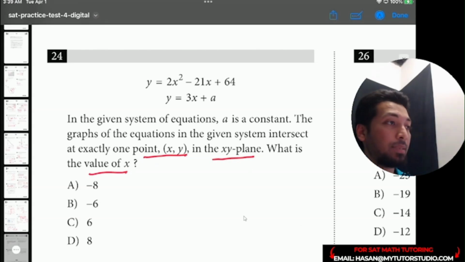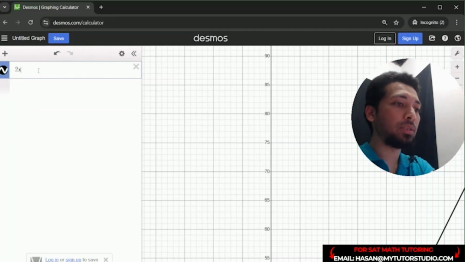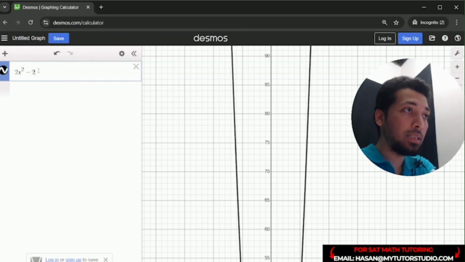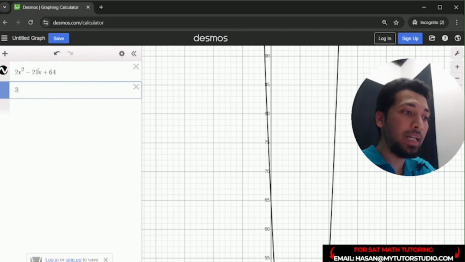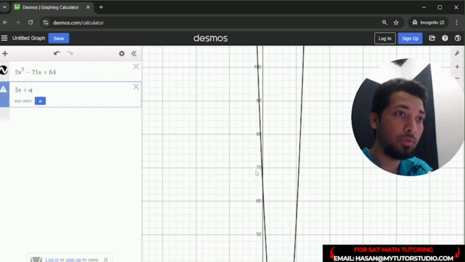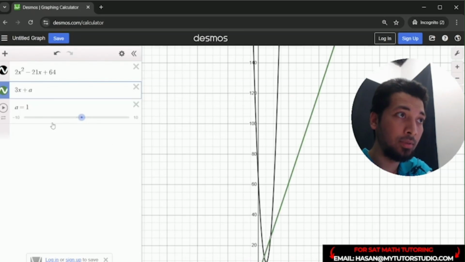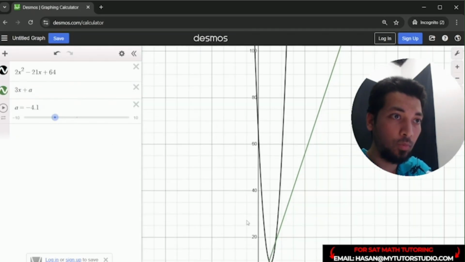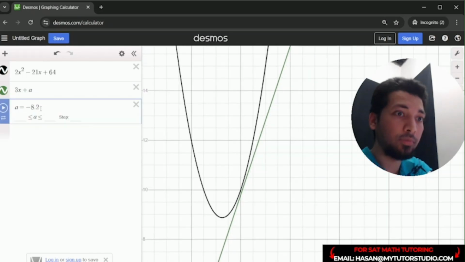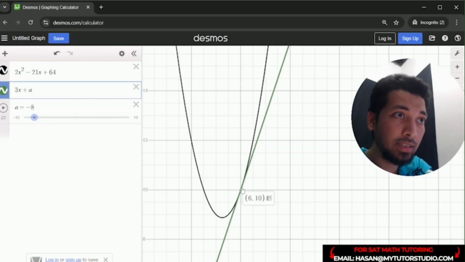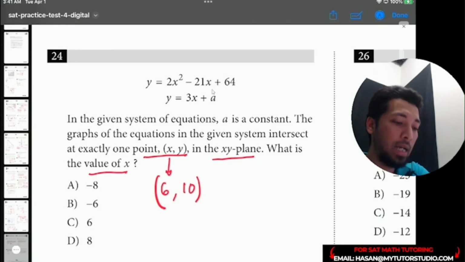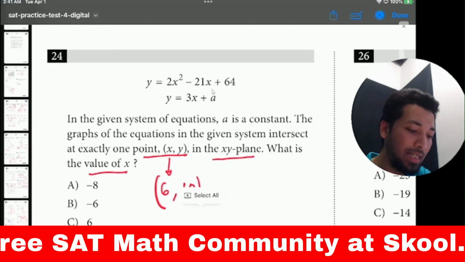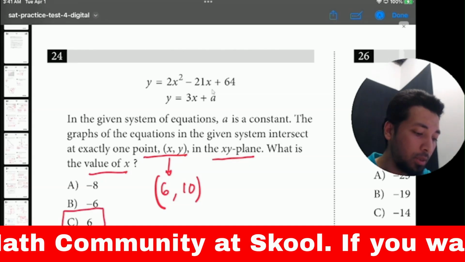So let's see if we can use Desmos over here. So we have 2x squared minus 21x plus 64. And the second equation is 3x plus a. So if you add the slider, they need to meet at exactly one point. So if we use negative 8, it's exactly a single point right here, which is 6, 10. So they meet at a single point, which is 6, 10. So now we see that x is 6 and y is 10. The problem is asking what is the value of x. That is option number C.